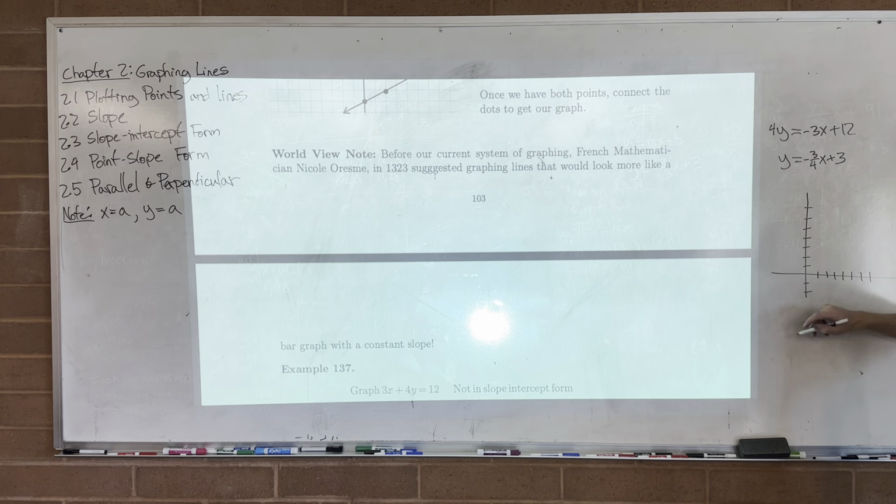Okay, so we know we go through the point (0, 3). Our y-intercept is 3, so we have that. Now, our slope is negative 3/4. So we can go over 4 and down 3, or we can go back 4 and up 3. We can think of this as negative 3 over 4, or 3 over negative 4. Doesn't matter which way. I'm going to go over 4, 1, 2, 3, 4, and down 3, which puts us right there.